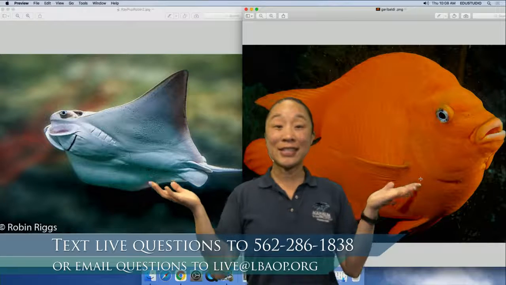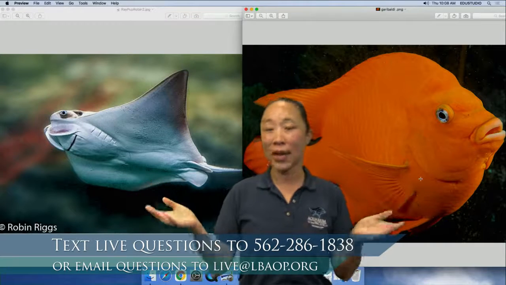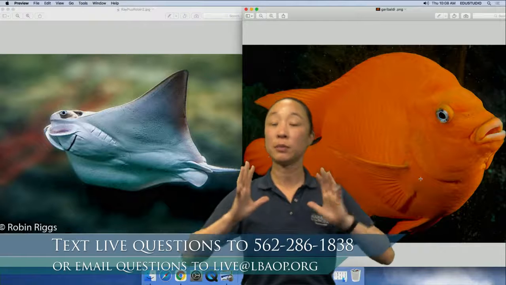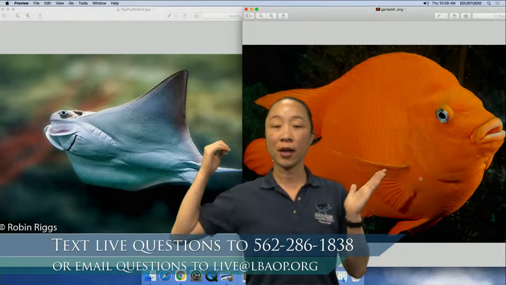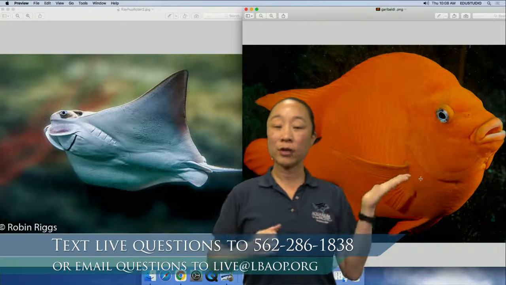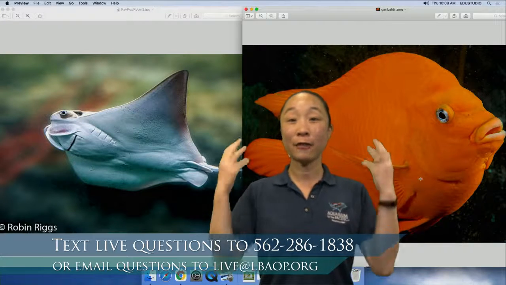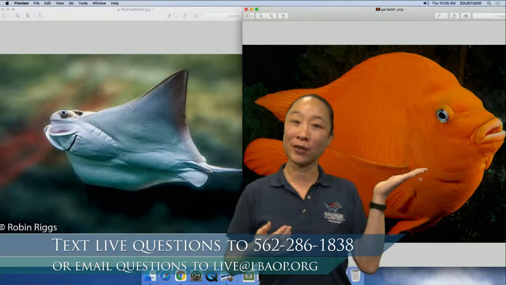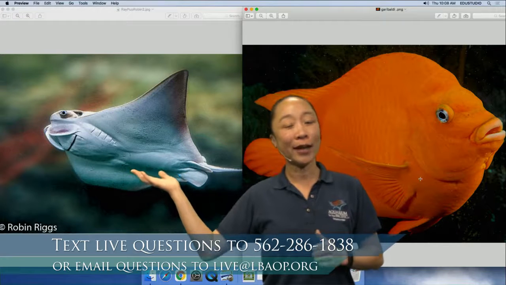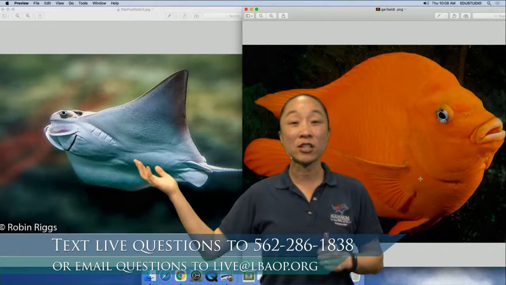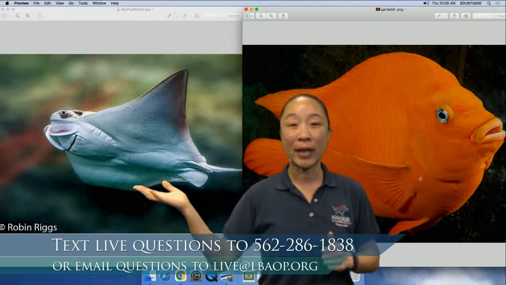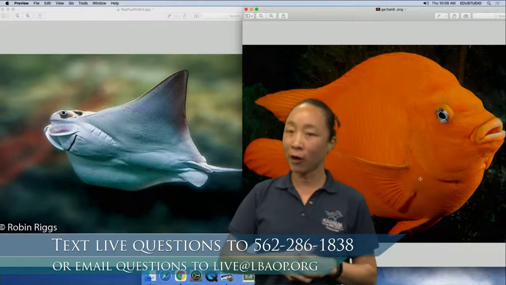Now, again, that skeleton that we said we can't see, that's one of the biggest differences between this fish and this ray. This fish here is called a bony fish because its skeleton is made of harder bones. So it's a bony fish. This ray, on the other hand, its skeleton is actually soft and flexible. It's made of something called cartilage.